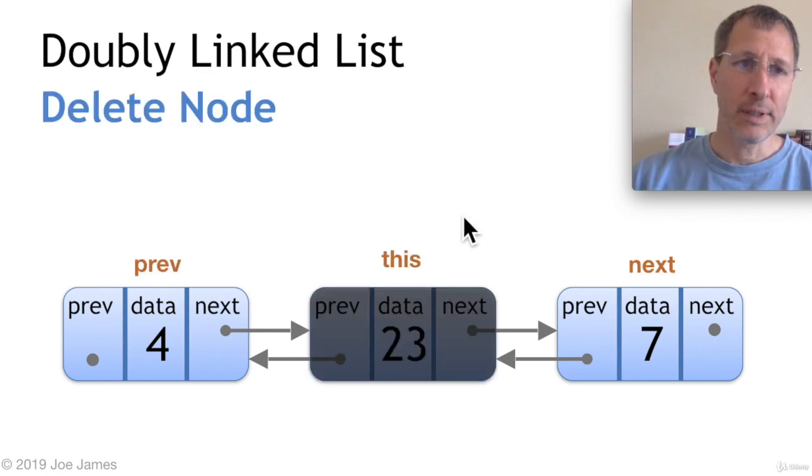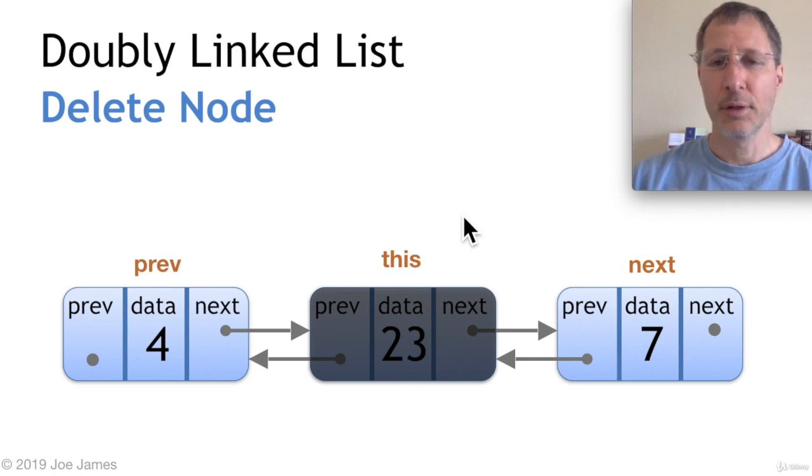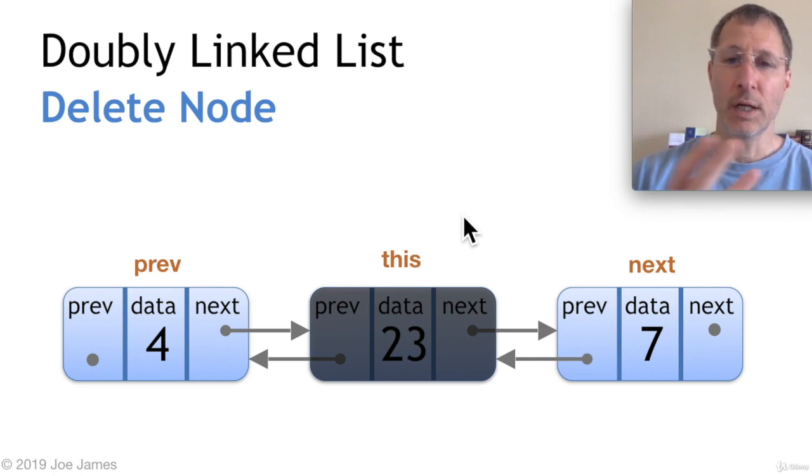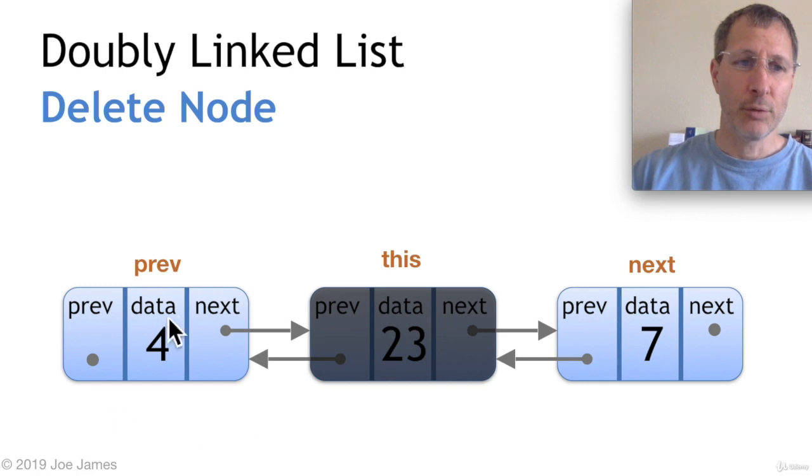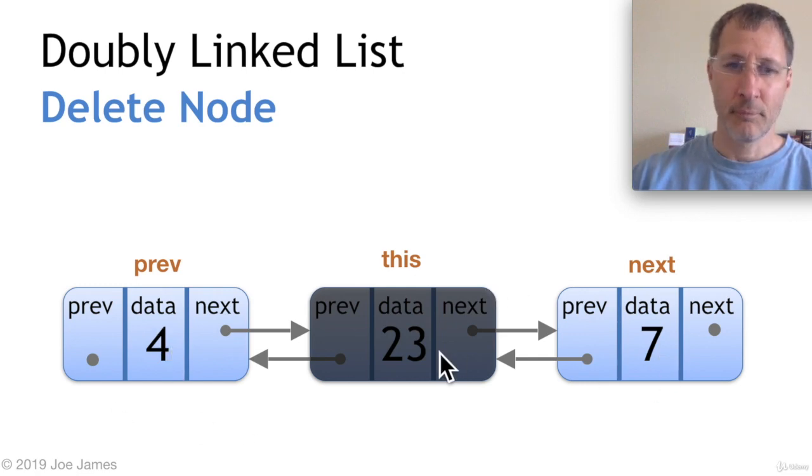So let's say we want to delete an item. This is a little more complicated because we have 2 pointers to fix, not just 1. So we found this item that we want to delete. We're going to call that this node, and then the previous node to this node is the 4, and the next node is the 7.